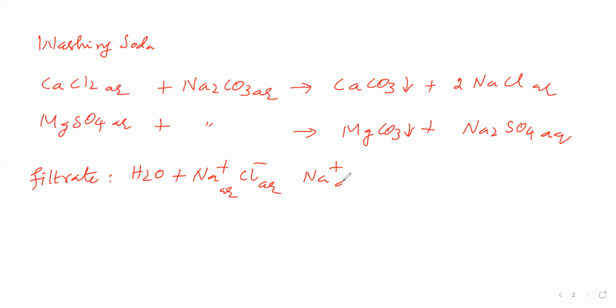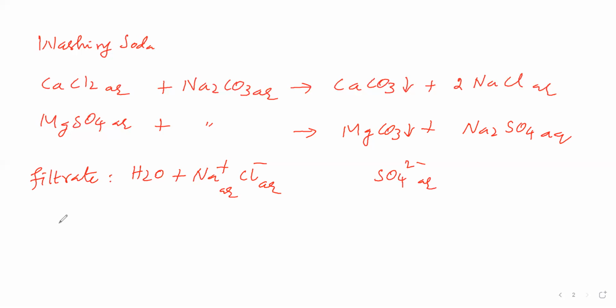Sodium sulfate is present in the form of Na+ ions and sulfate ions. So in the filtrate, water is present, sodium ions, chloride ions, and sulfate ions are present. Hardness-causing salts are not present, because hardness-causing means that if we add soap, soap should be precipitated. Which ions will precipitate soap? Calcium ions, magnesium ions, ferrous ions. Those ions are not there. Therefore, this obtained water is called soft water. This method is called the washing soda method. By adding washing soda, we have precipitated calcium ions and magnesium ions.